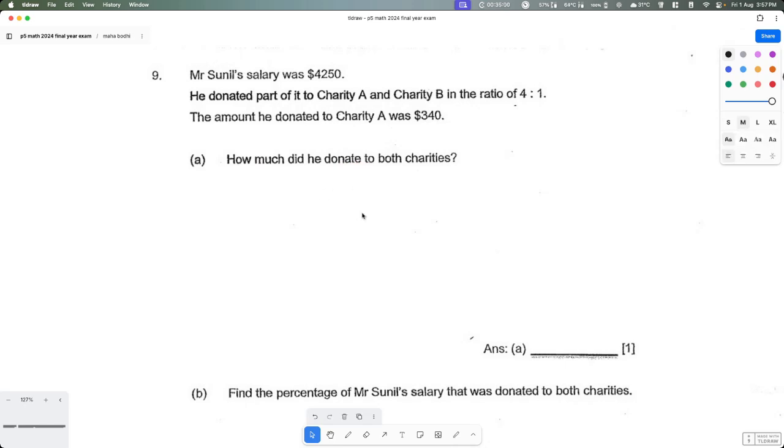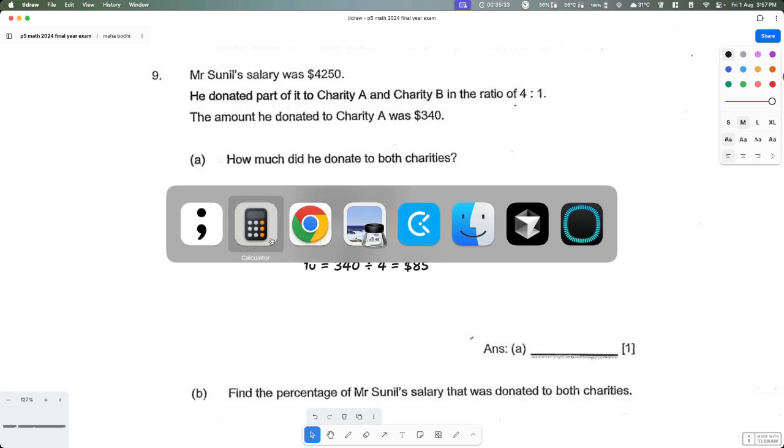So we know that charity A is 4 units, and then charity B is 1 unit. We also know 4 units is also equal to 340. 1 unit is equal to 340, and then we divide it by 4. It should give us $85. Okay, so let's double check using our calculator.